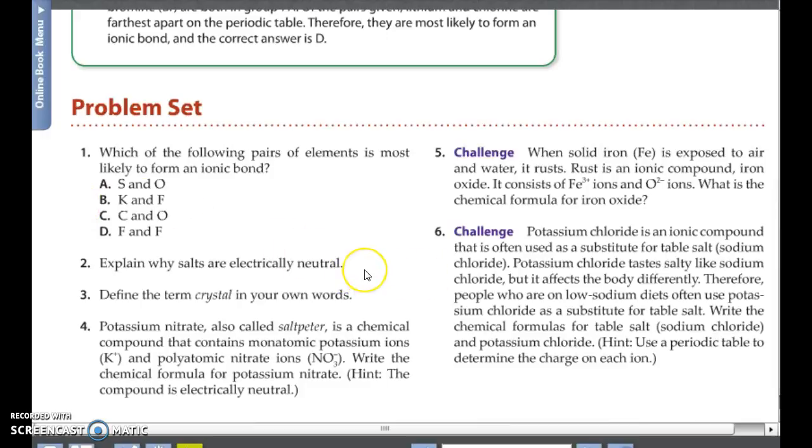2. Explain why salts are electrically neutral. And 3. Define the term crystal in your own words. So all right, hit pause, get your answers.